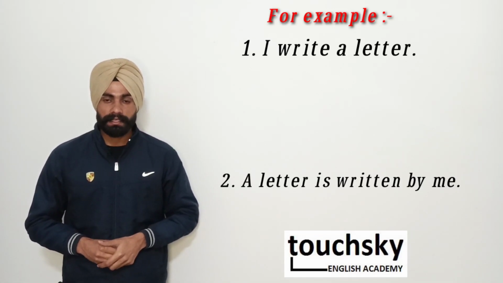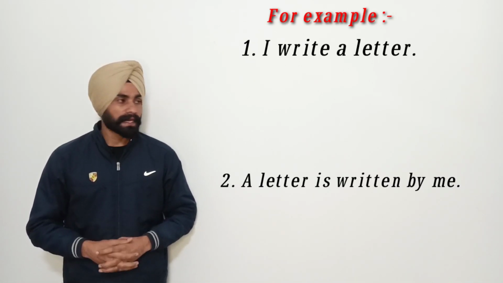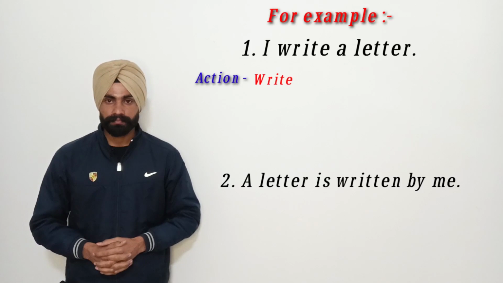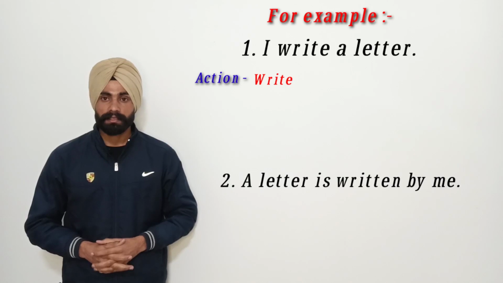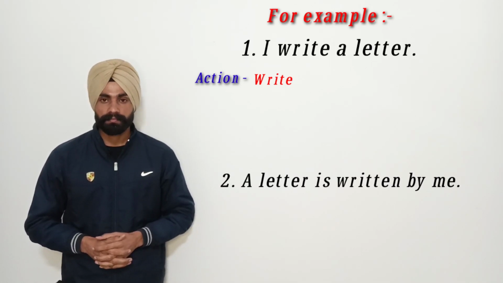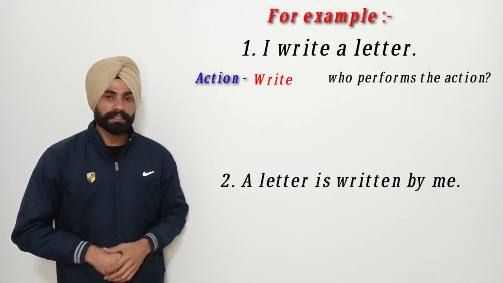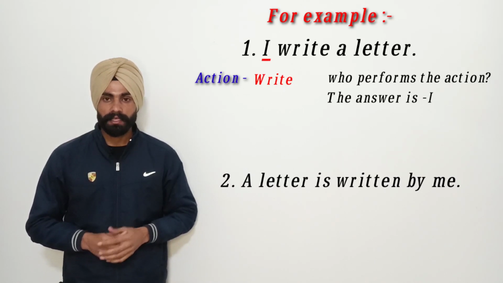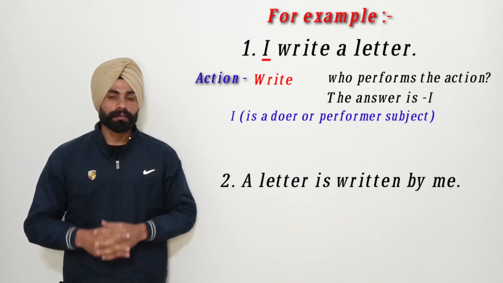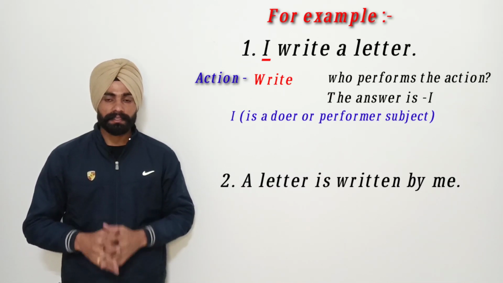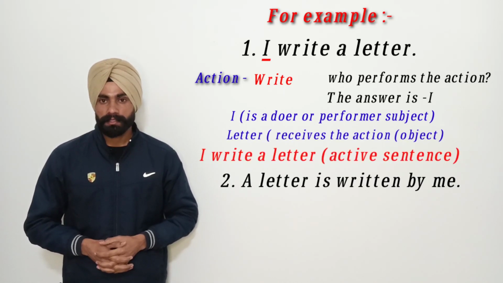If we look at the first sentence, what is the action? The action or the verb is write. It means I write a letter. Write is a verb in this sentence. It means we can say it is an action in the sentence. Who is the person who is performing this action? This action is performed by I. It means I is the person who performs this action, and this action is performed on a letter. So this is actually called an active sentence.